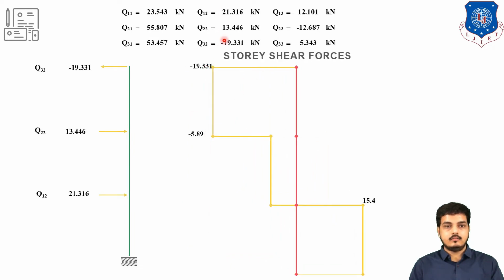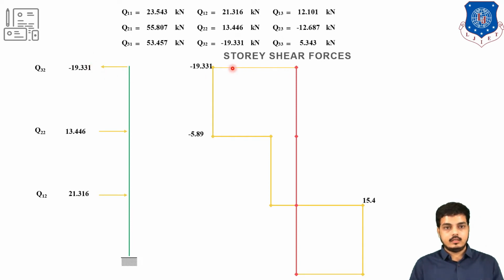Now in this we are getting Q12, Q22 and Q32: 21.31 over here, 13.44 over here, and minus 19.33 over here. As it is minus, the force will be in the opposite direction. So we are assuming that on the right hand side it is positive and on the left hand side it is negative. So all the positive forces will be on the right side, and the negative ones on the left side.